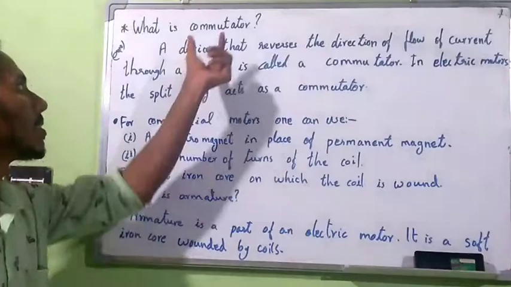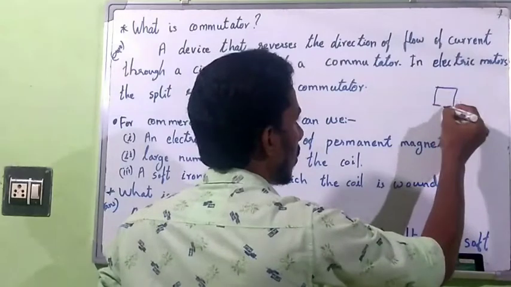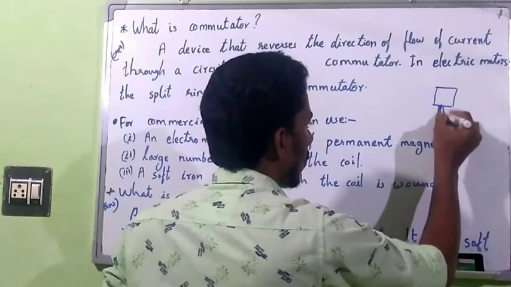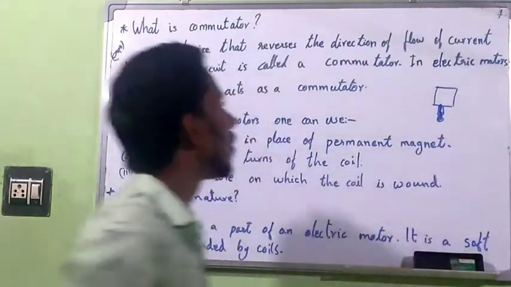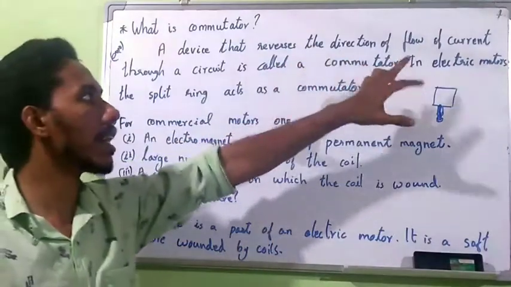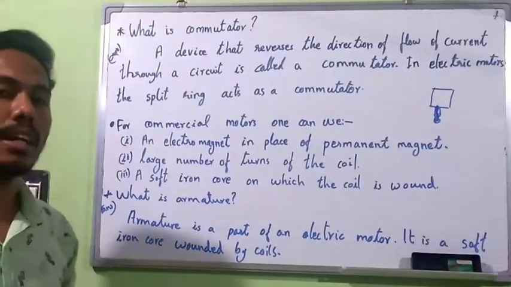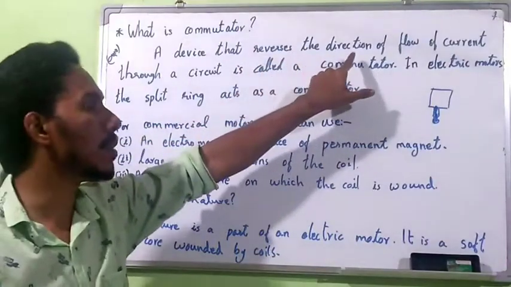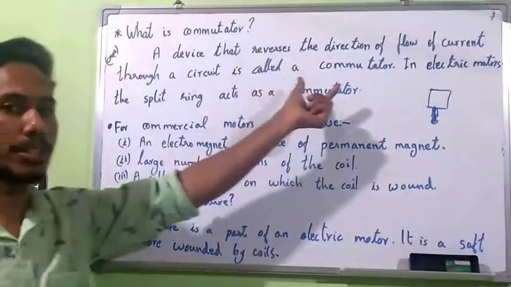What is a commutator? A commutator is a device which is used in this armature coil. It is a device which reverses the direction of flow of current through a circuit. A commutator helps to reverse the direction of current in a simple way. It is called a commutator.